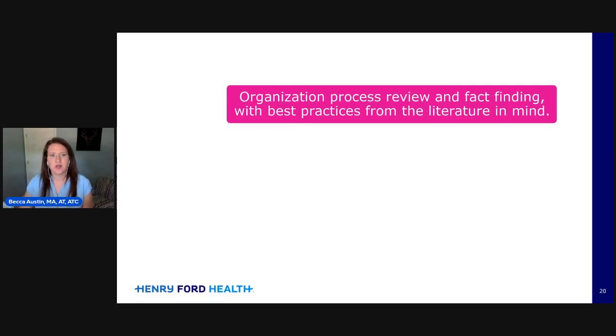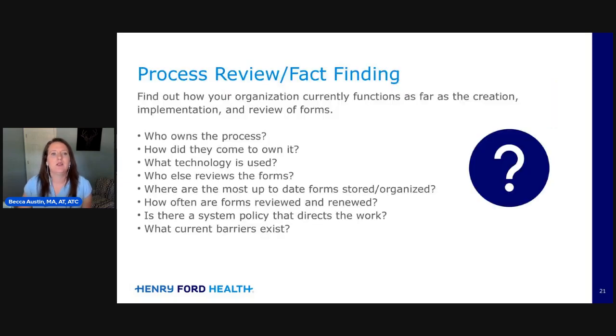So this first one, organization process review and fact finding with best practices from the literature in mind. When we talk about process review and fact finding, this is the deep dive into your organization. This is where you are going to ask all the questions, you're going to talk to all the people, and honestly, this will take a lot of time. And maybe you already have some of this, which is really helpful. I know when we started, we really didn't.